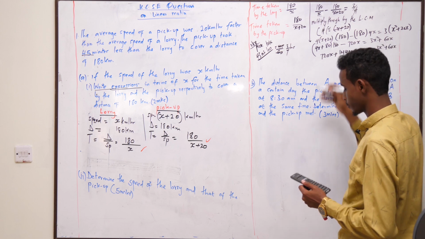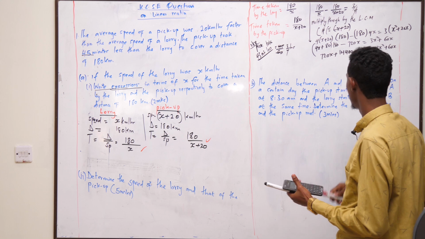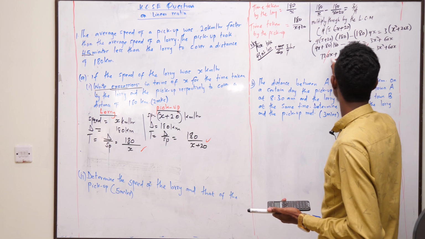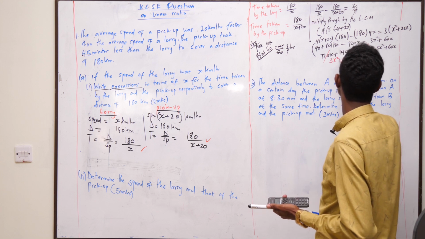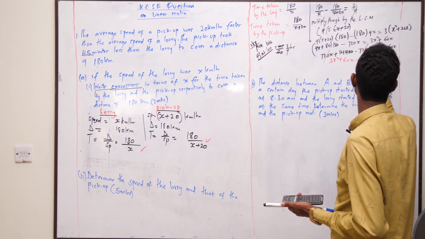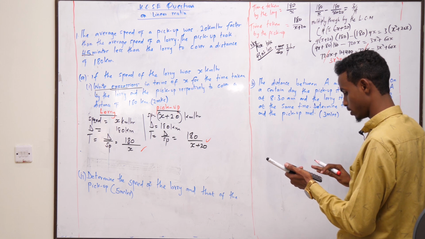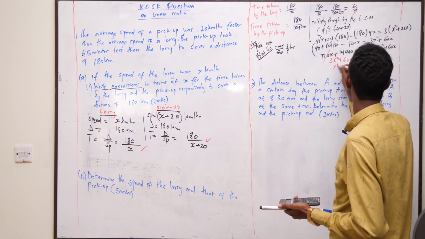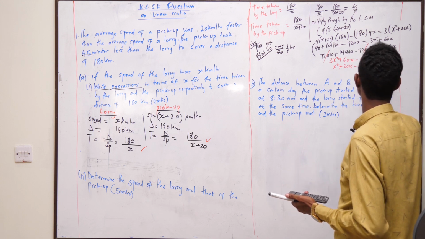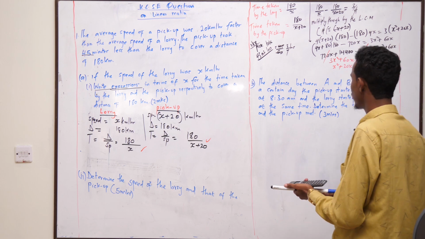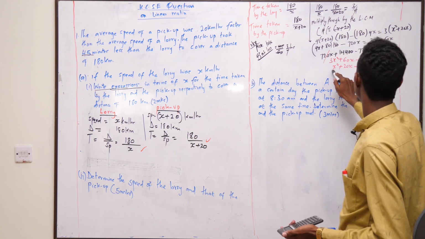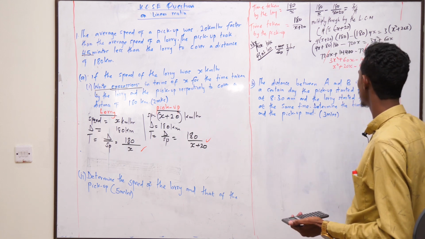Now this one, because they look each other, we are going to remain with 3x squared plus 60x minus 14,400 is equals to 0. So divided by 3 both sides, it will be x squared plus 20x minus 4,800 is equals to 0. Now this is the quadratic equation we have: x squared plus 20x minus 4,800 is equals to 0.